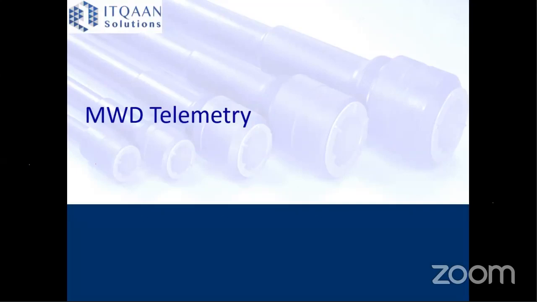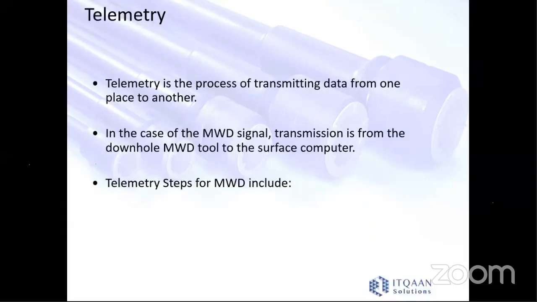Okay, whenever we talk about MWD, we need to define a very important element, which is telemetry. Telemetry is the process of transmitting data from one place to another. So the MWD is using telemetry to transmit the data from downhole up to the surface. In the case of the MWD, signal transmission is from the downhole MWD tools to the surface computer.